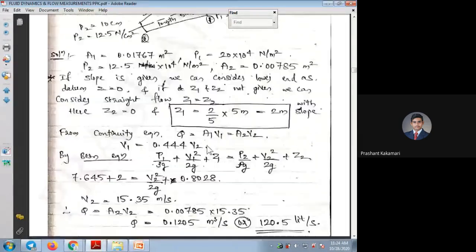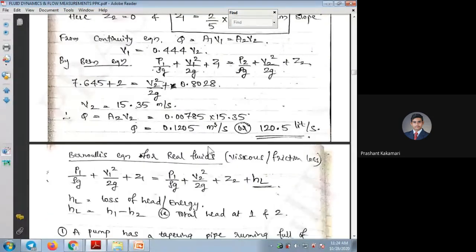Okay, so for that, the combined losses are written as HL. You can consider this head loss, or loss of head, due to viscosity or the friction losses. So in that same Bernoulli's equation, at the entry side, the total energy.